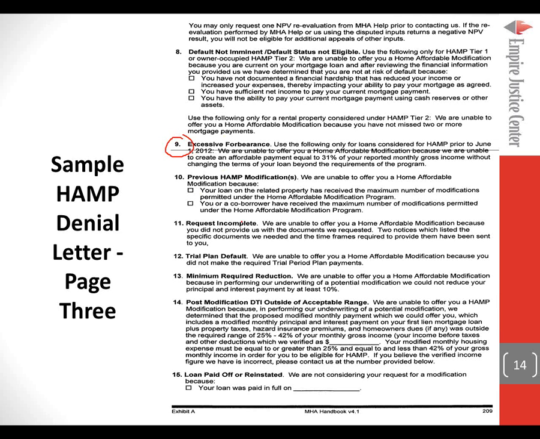It may be they had a previous HAMP modification and they fell off it. It may be that they fell off of a trial plan when they were trying to do that. It could be something like the loan was already paid off, so why are you trying to get a HAMP modification in the first place? Now, I will tell you that's one I have never seen before, that the loan has been paid off in full. I'll be very happy to have a client that falls into that category someday.